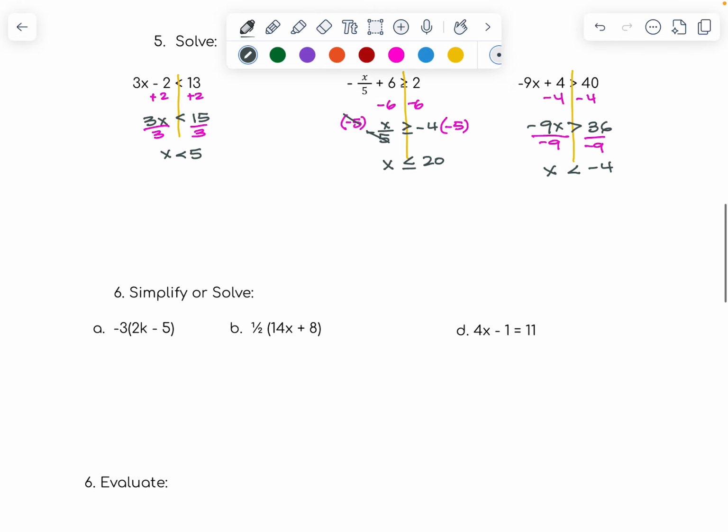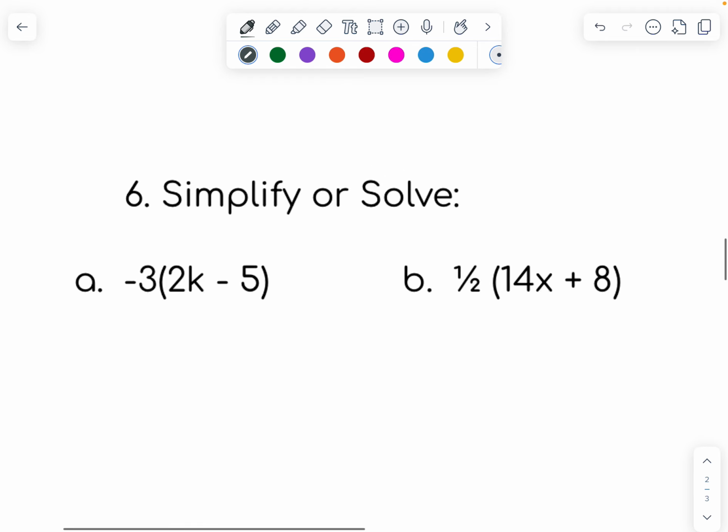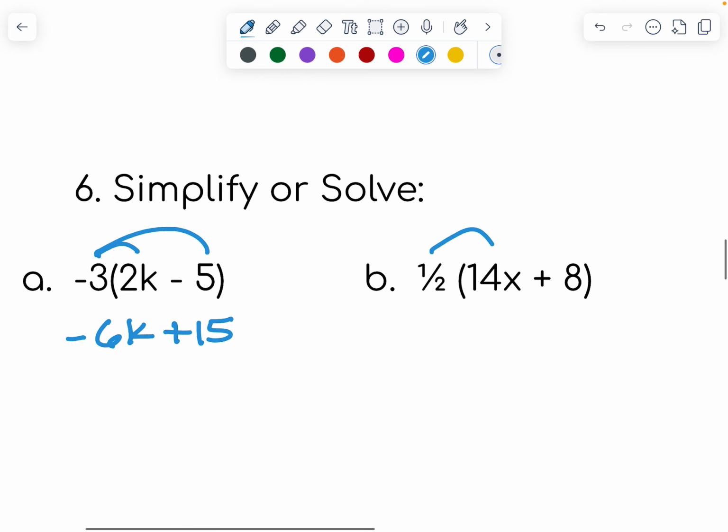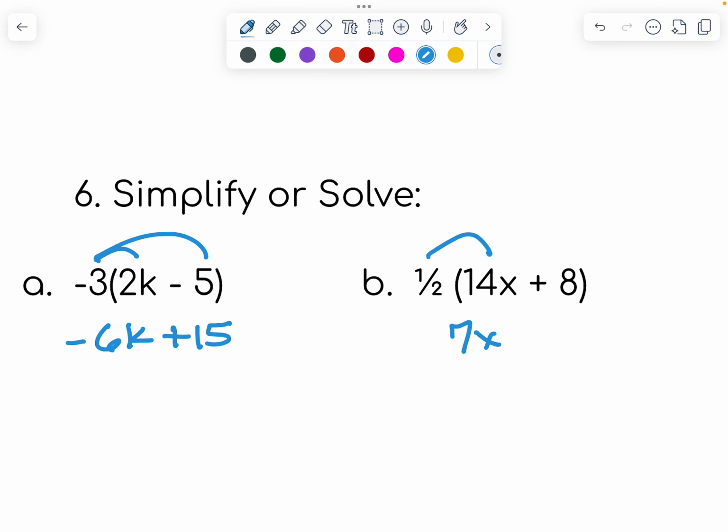Let's simplify some of these things. These first two don't even have an equal sign. That means we're just going to distribute. Negative 3 times 2k is negative 6k. A negative 3 times a negative 5 is a positive 15. There's no equal sign. We can't combine those. They're not like terms. We're done. Let's do half of 14 is 7. Ooh, that doesn't look like a 7. 7x. Half of 8 is a positive 4. That's all you had to do on those.